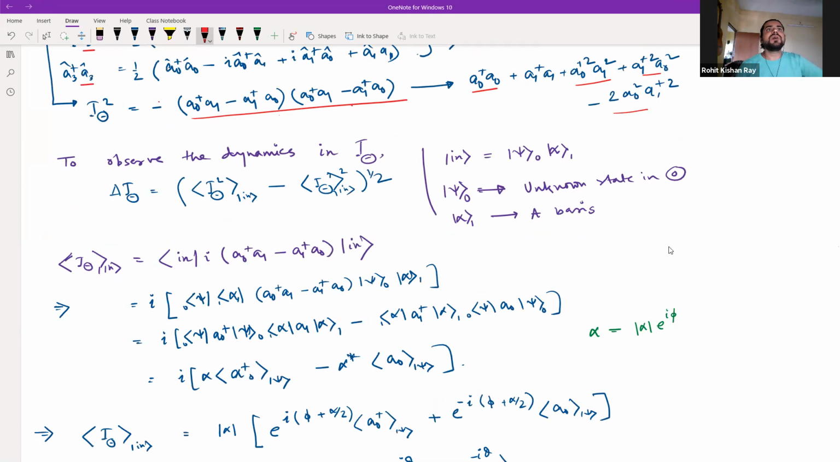So let us define the input state in this form, and let us take an unknown state psi, which is inputted in 0 mode, 0 port. Sorry, this is wrong. What I should write is, we take a local oscillator against which the measurements are done. So this is a coherent state produced by that local oscillator.